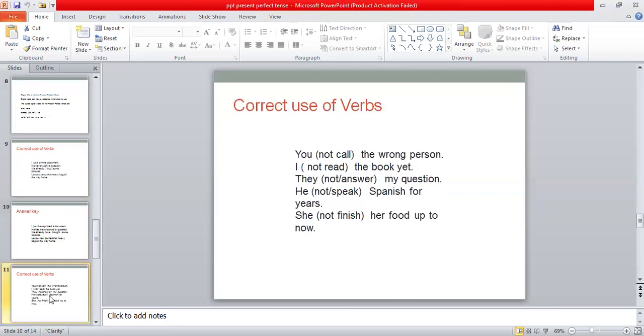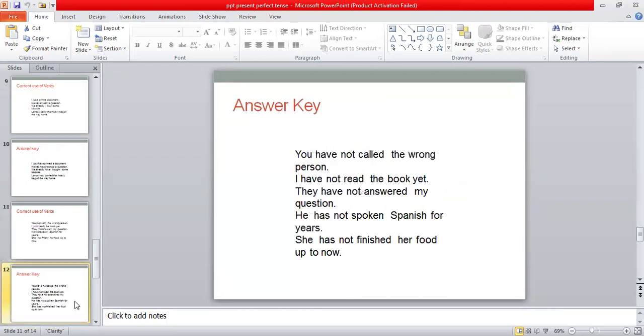Then we have some more correct use of the verb. In all these sentences, the negative sentences are there, and you can see yet is there, for years is there, up to now is there. Some signal word is there in all these sentences, which is going to tell you that you have to change these sentences according to the present perfect tense. And here is the answer key to all the sentences which were there in the first slide.